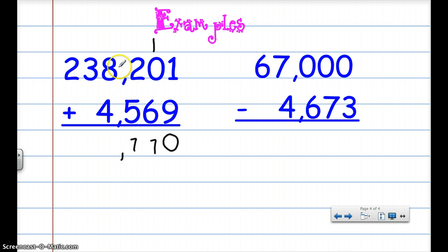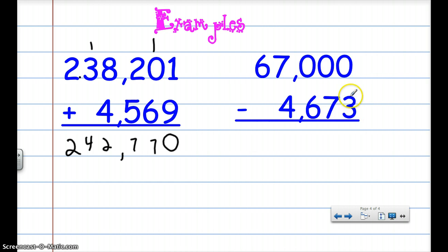I'm going to bring down my comma. 8 plus 4, well, I know that 8 plus 2 is 10, and then I just have 2 left over, so that makes it 12. 3 plus 1 is 4, and 2. So my answer is 242,770.